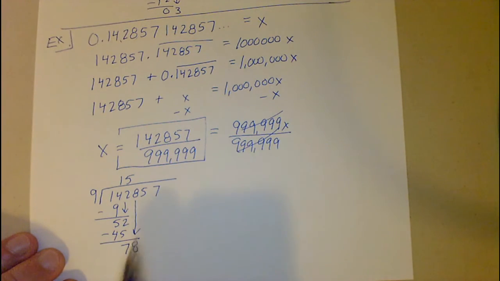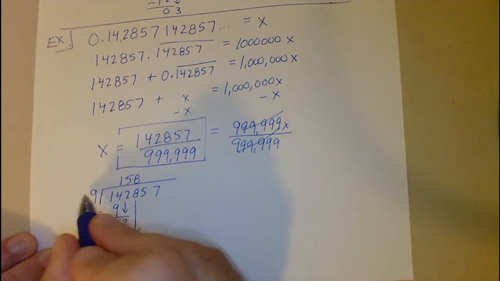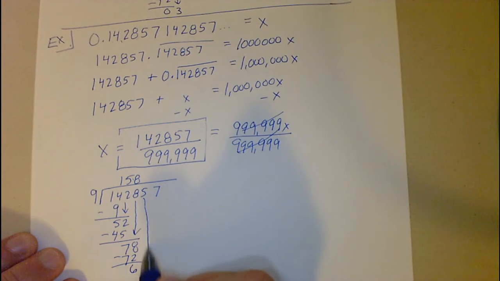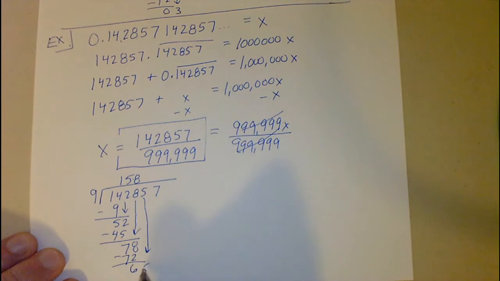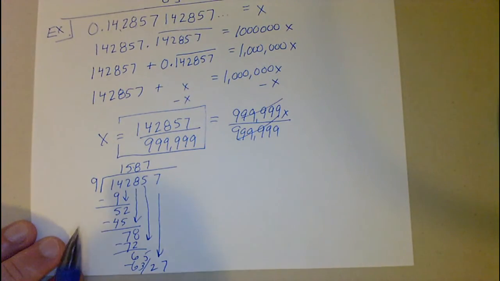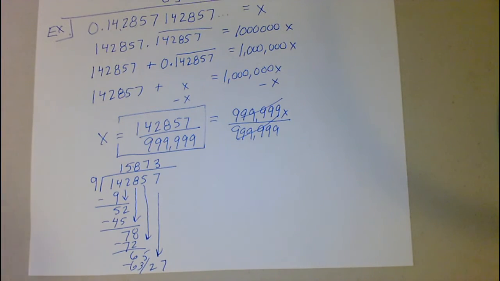9 goes into 78 8 times, because 8 times 9 is 72. Subtract and I get 6. And then I bring down this 5. 9 goes into 65 7 times. 7 times 9 is 63. Subtract, I get 2. I'm running out of room, but just in the nick of time, I bring down that 7. And look, 9 goes into 27 3 times evenly. So these numbers are both divisible by 9.